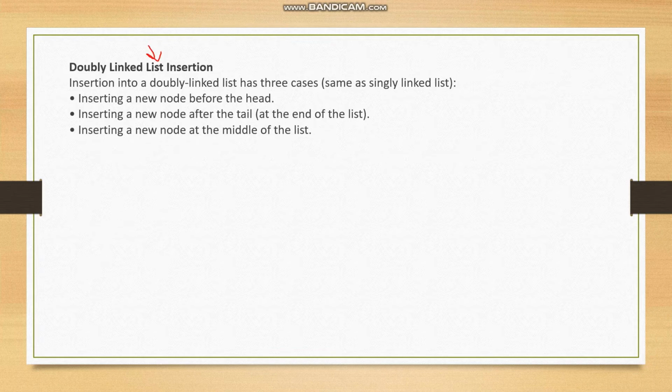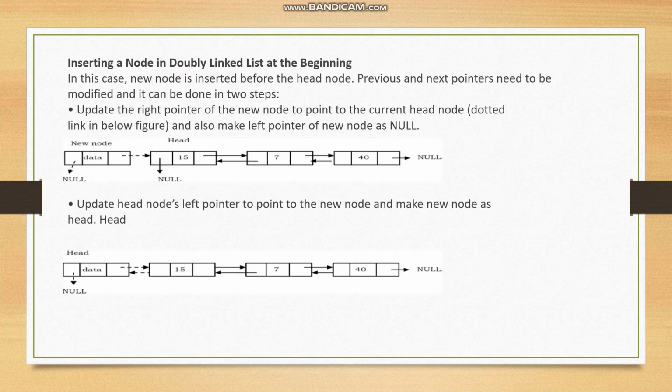Operations on the doubly linked list are the same as we did for the singly linked list: insertion at the head, insertion at the tail, and insertion in the middle.